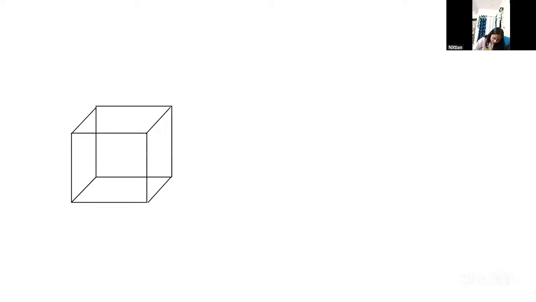Now, in a cube, first I'm marking all the points. First, let's mark the vertices. 1, 2, 3, 4, 5, 6, 7, 8. Just like the cuboid, the cube also has 8 vertices.